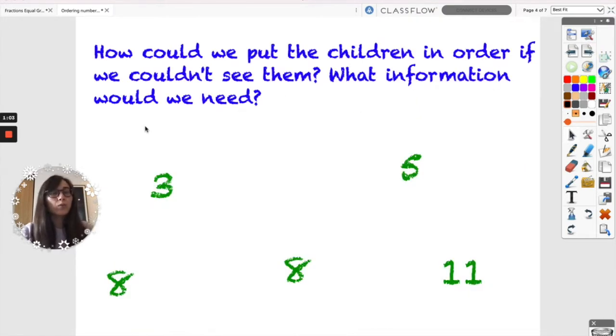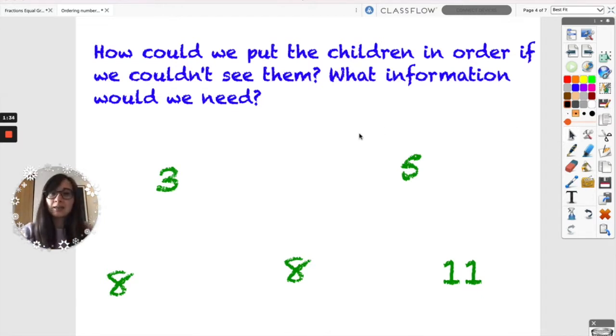Now, what if we couldn't see the children? What if they weren't in front of us? What information would we need if we wanted to put them in order from smallest to biggest? Here I have some numbers, and each number is a child's age. So I want to put their ages in order from youngest to oldest.